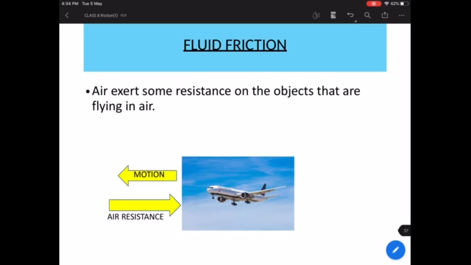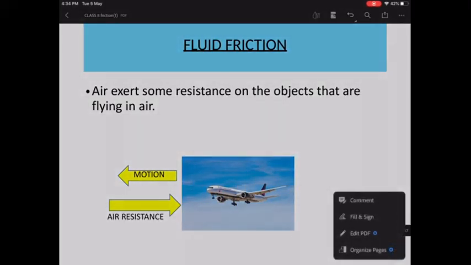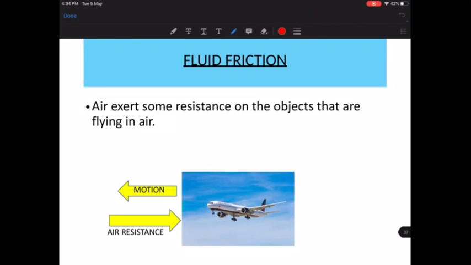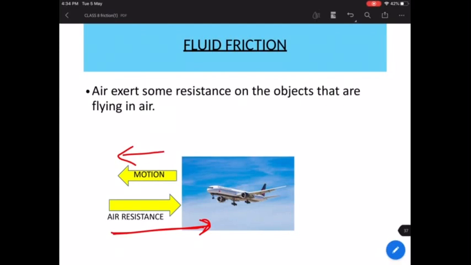So suppose the aircraft is flying. If it is flying, let's say in this direction, this is the motion of the aeroplane, the aircraft. So the friction is going to be in the opposite direction. Whichever direction your motion is, the friction is going to be in the opposite direction. Correct? So the friction is going to be in this direction, in the opposite direction.